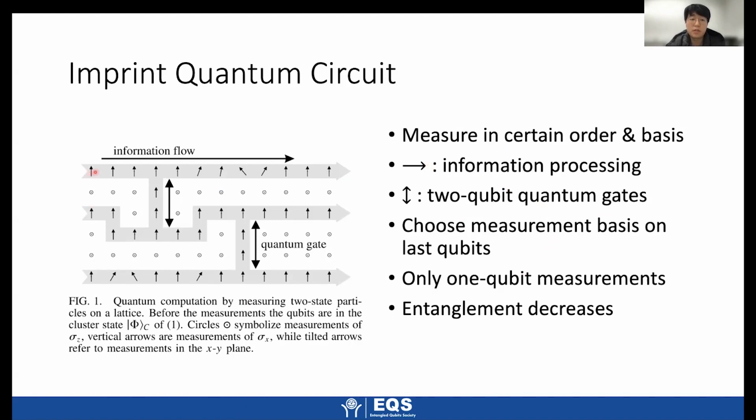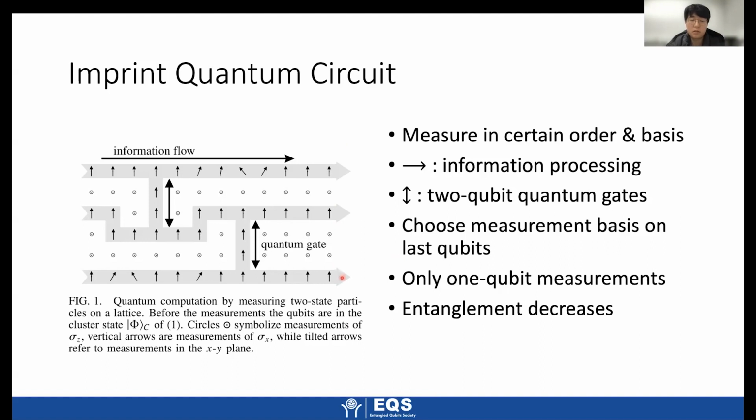We can measure unmeasured qubits in a certain order and basis, depending on which operation we want to do. The horizontal wire represents the flow of information, and the vertical wire is used to implement two-qubit quantum gates, which I will explain in later slides. So we perform some measurements like this, and at the end, we choose a readout basis to read out the qubits. The important thing to notice here is that we only use one-qubit measurements. We don't need to implement Bell-basis measurements, which are kind of hard.